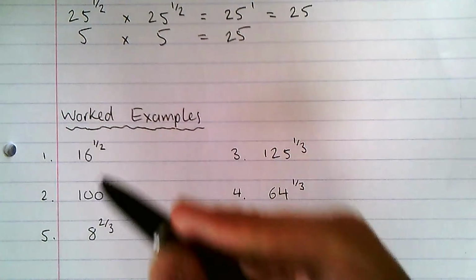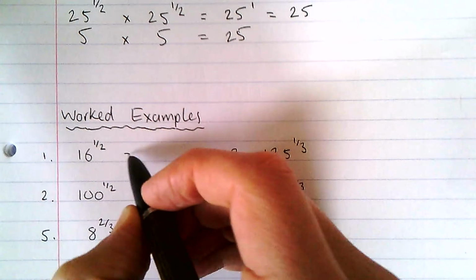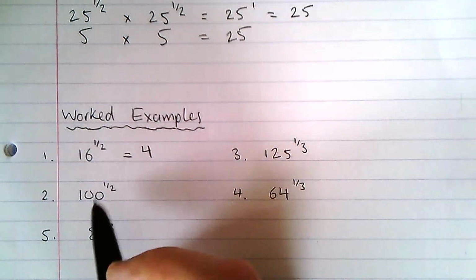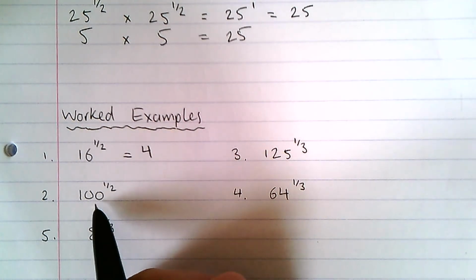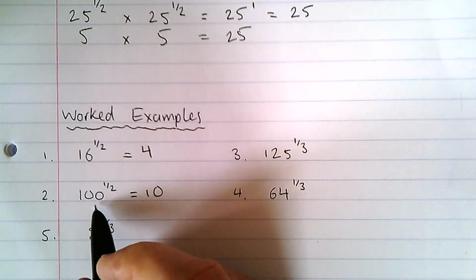So power of a half is square rooting. So the square root of 16 is just 4, because 4 times 4 will give me 16. Second question, power of a half is square rooting. So the square root of 100 is 10. Again, 10 times 10 will give me 100.